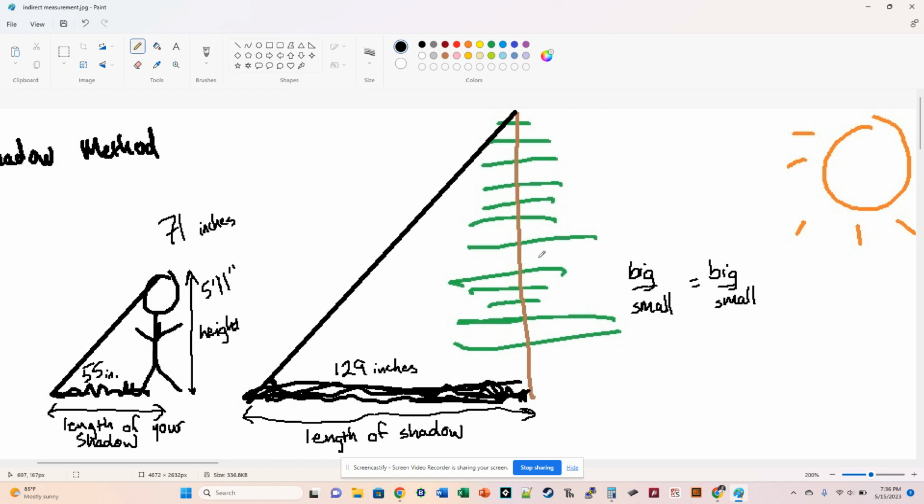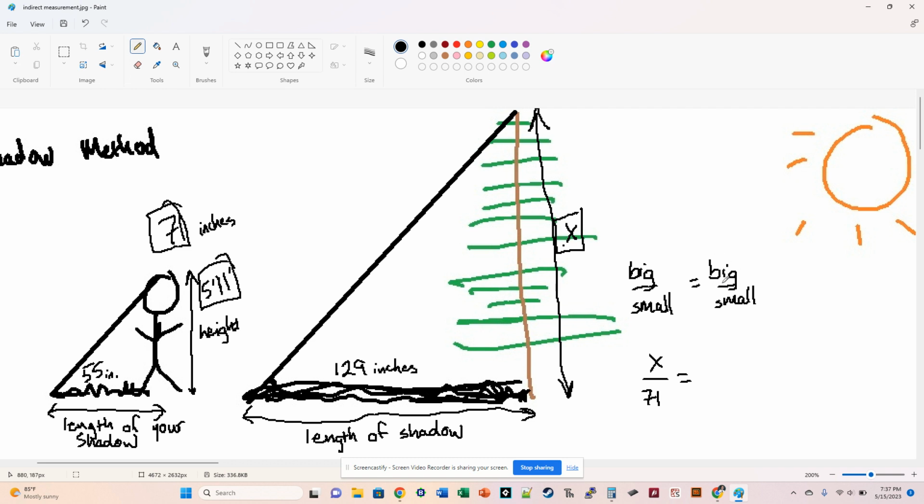Let's start with the big height that I do not know. That's the height of this tree. I'll call that x. I'm going to go ahead and call that my numerator for my big over small ratio. Well, this side corresponds with the height of me, 5'11", or 71 inches. So I'm going to put x over 71 because those are the corresponding parts. Both are the height of their respective triangles.